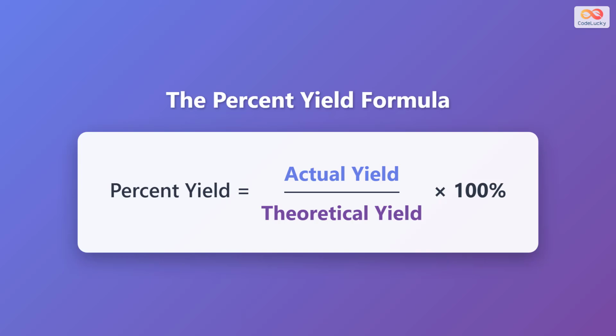The percent yield formula is straightforward. You take the actual yield and divide it by the theoretical yield, then multiply by 100%. This gives you a percentage that tells you how efficient your reaction was.